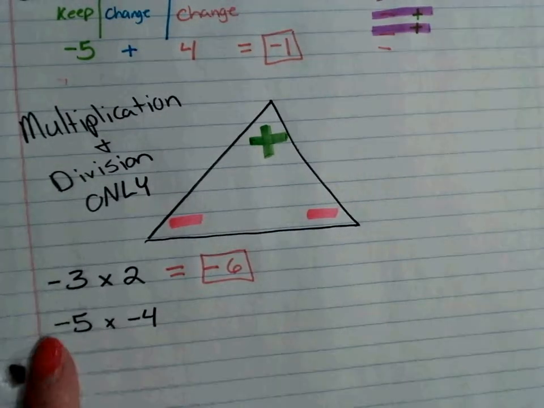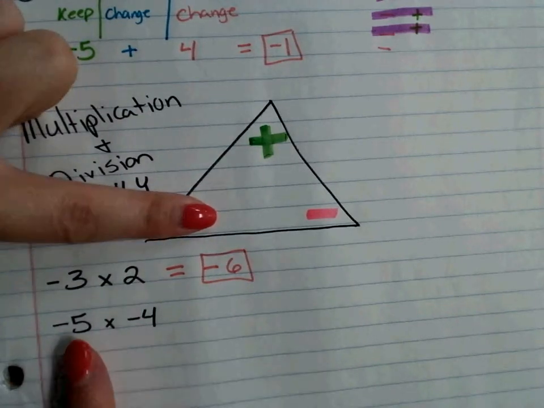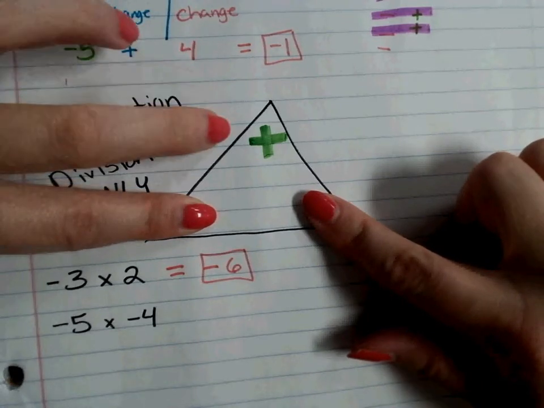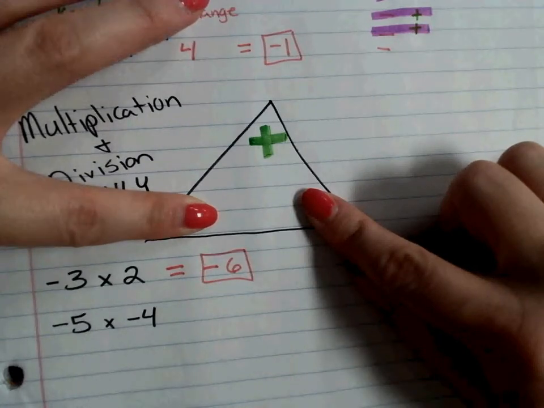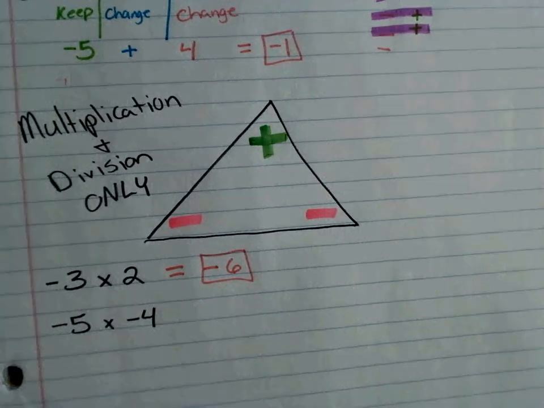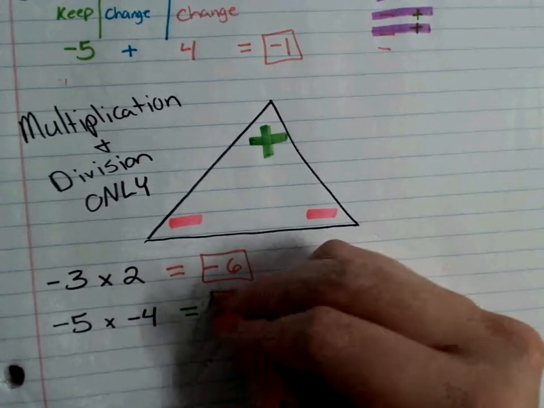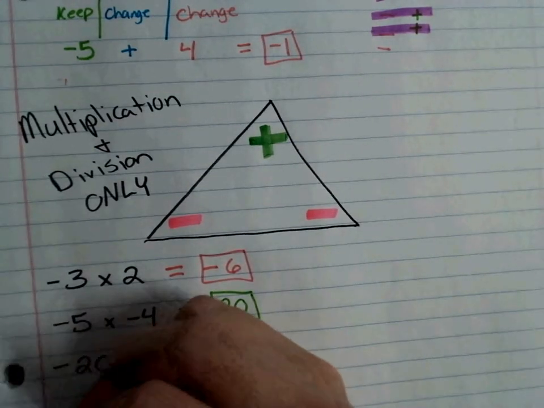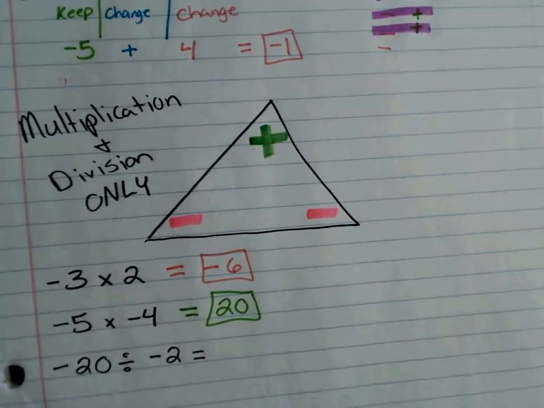If I've got a -5 and I'm multiplying it by a -4, now I've got 2 negatives that I'm multiplying. So I'm going to cover up one of the negatives to represent -5 and cover up the other negative to represent -4, and that means my answer has to be a what? A positive, because that's what's remaining. So when we multiply 2 negatives, we get a positive answer. 5 times 4 is 20. I'm going to have a positive 20. Go ahead and try a couple of these on your own.